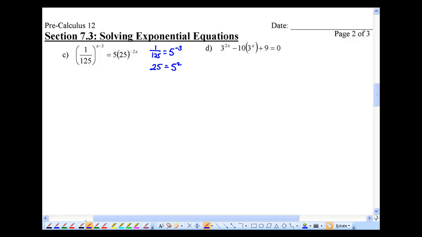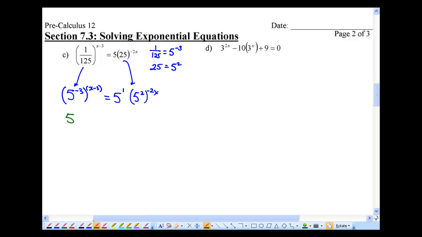Okay, now it's time to put in the bases. So here we go. 5 to the power of negative 3, all raised to the power of x minus 3. We've got a 5 by itself, so by itself means it's raised to the power of 1. I'm just going to put that there because I think it helps us later on. Then you have the 25, which becomes 5 squared to the power of negative 2x.